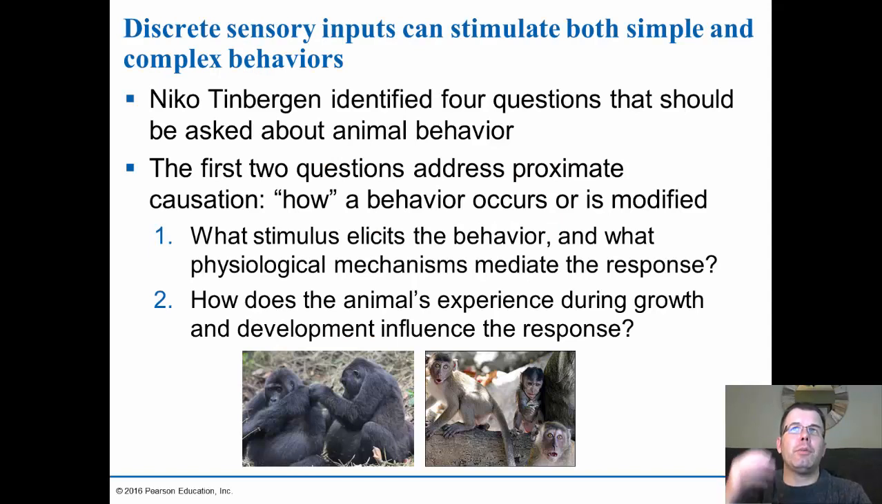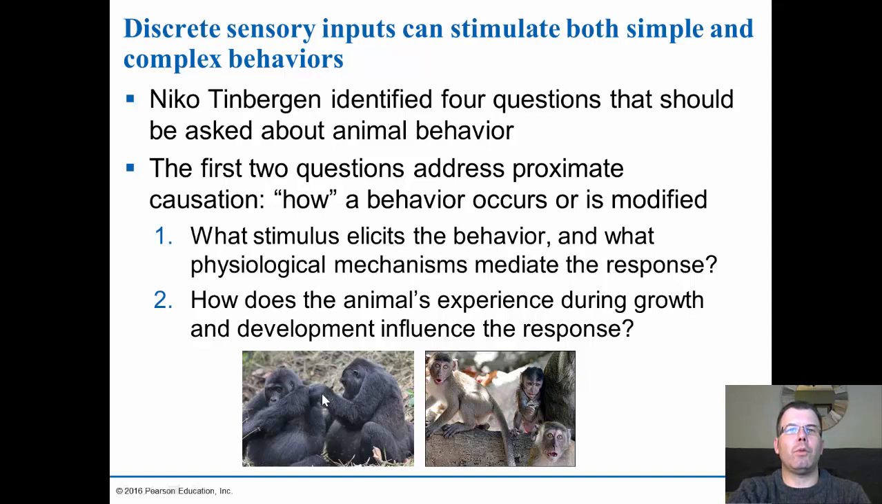Now, discrete sensory inputs stimulate both simple and complex behaviors. One of the big animal behaviorists, Niko Tinbergen, identified four questions that should be asked about animal behavior. The first two are the how, and the second two are the why. The first two questions look at how a behavior occurs or is modified. Is there a stimulus that elicits a behavior, and what physiological mechanisms mediate the response?